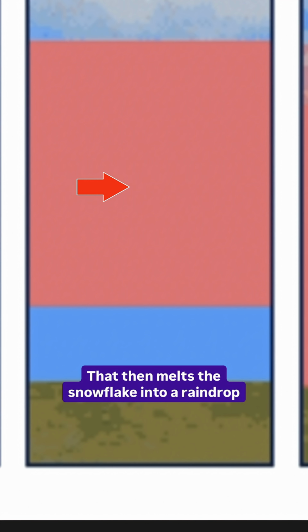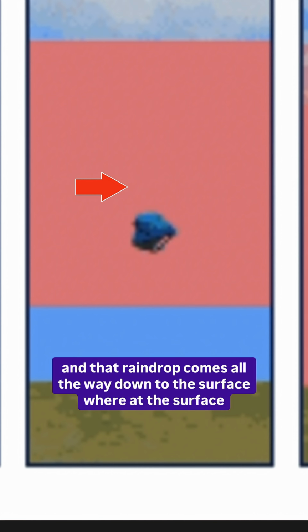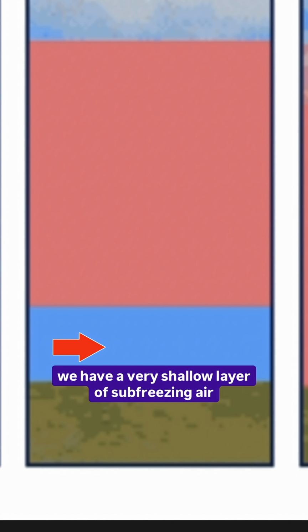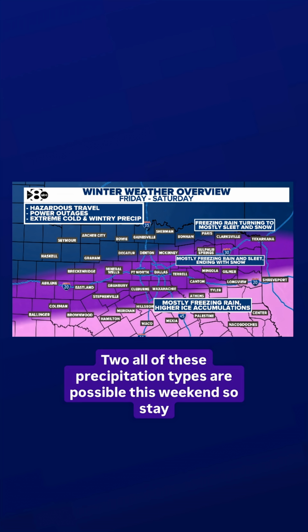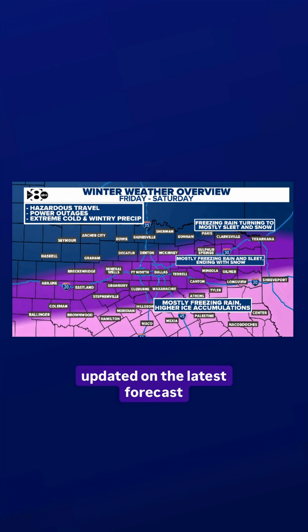That then melts the snowflake into a raindrop, and that raindrop comes all the way down to the surface, where at the surface we have a very shallow layer of sub-freezing air that immediately causes the rain to freeze onto surfaces. All of these precipitation types are possible this weekend, so stay updated on the latest forecast.